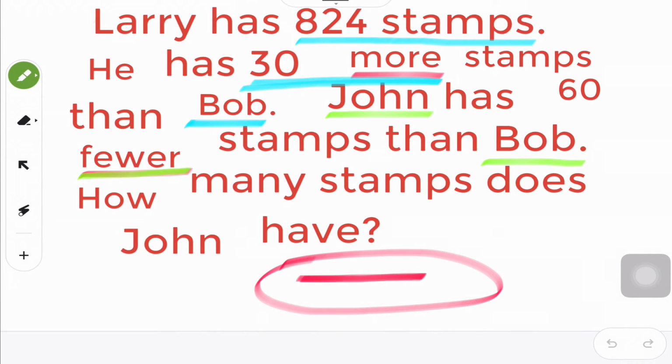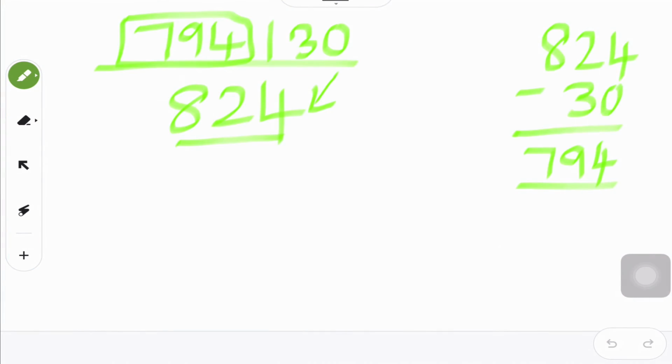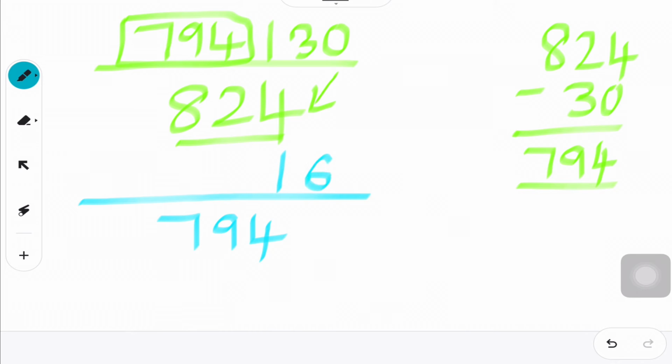If you see the second part of it, John has 60 fewer stamps than Bob. Okay, so John has 60 fewer stamps than Bob. First, let's consider what Bob has. Bob has 794, right? And there is another person by name John, and he has 60 fewer. Fewer means less stamps than Bob.